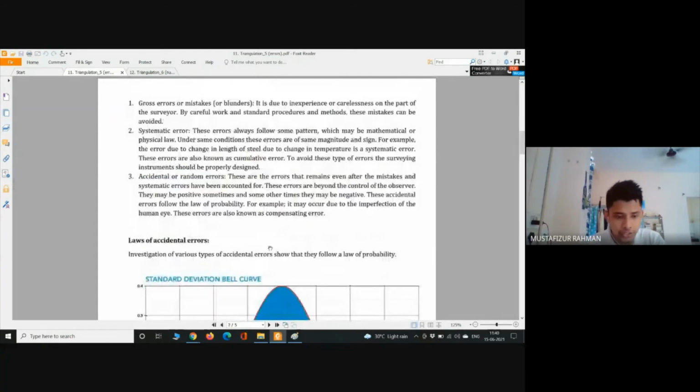Now, errors. In surveying, there are a lot of errors we can make. They are basically classified into three categories: gross errors, or mistakes, or blunders. This is for carelessness. We are making a careless effort, or some procedural mistake. We are not following the correct procedure of measurement. For example, we say the value is 20 meter, our friend heard 30 meter and recorded 30 meter. That is that type of gross error or mistake, because we are not careful in the field.